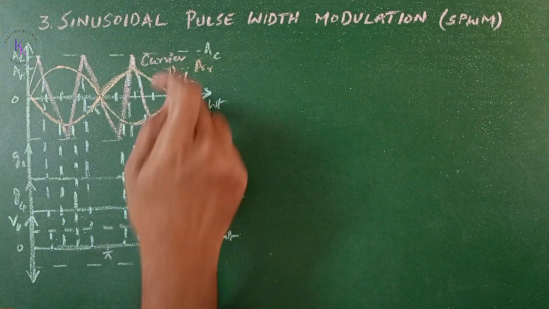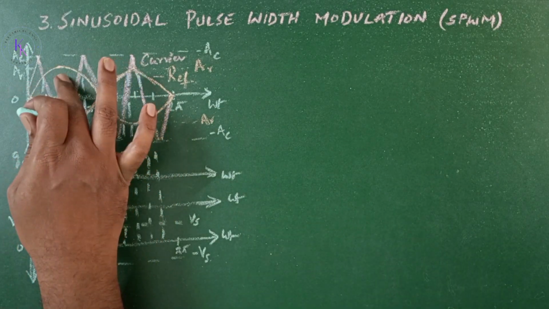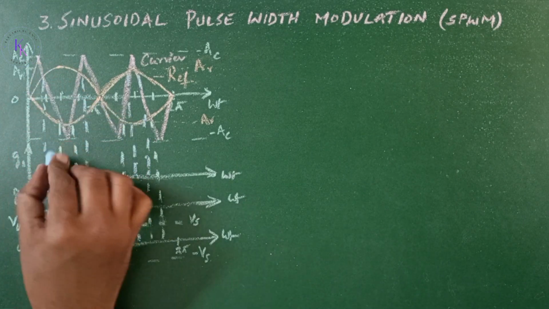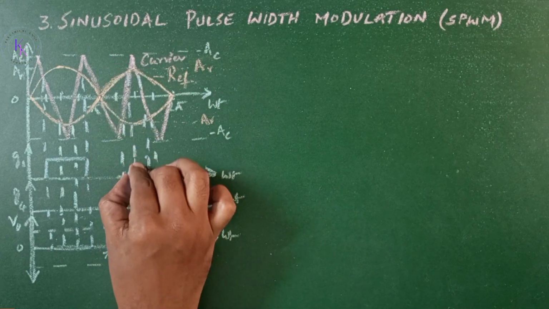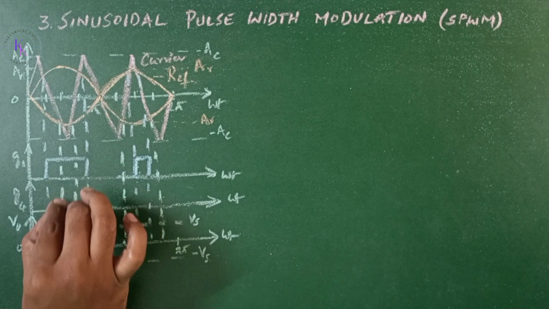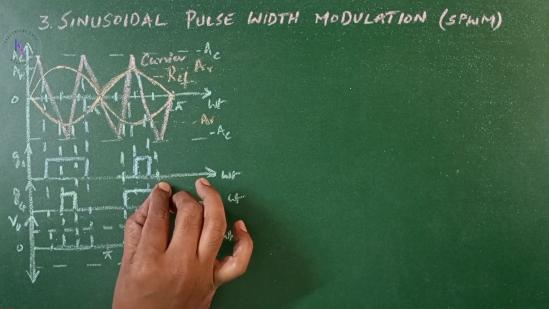Now we have a sinusoidal reference wave and a triangular carrier wave in the positive half cycle. When the sinusoidal waveform is compared with the triangular waveform, I get the gate signal G1, and in the negative half cycle, this is my gate signal for Q4. Here we have a smaller one, and here we have a larger one.